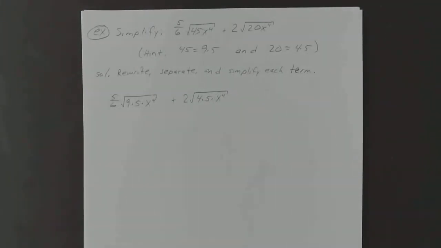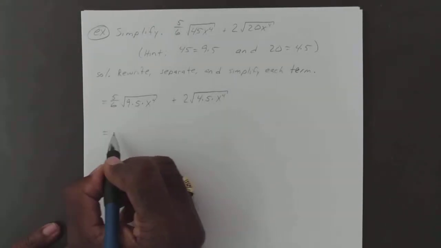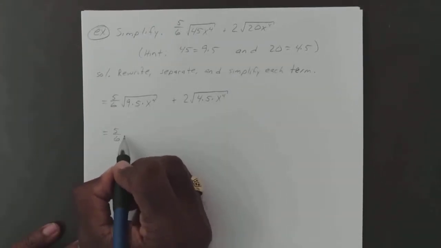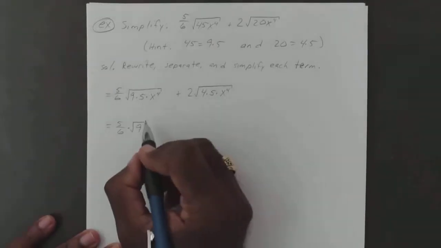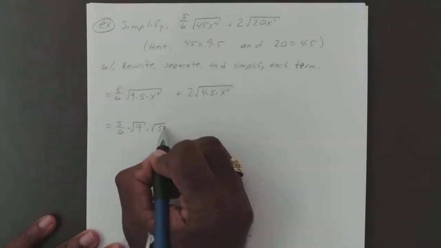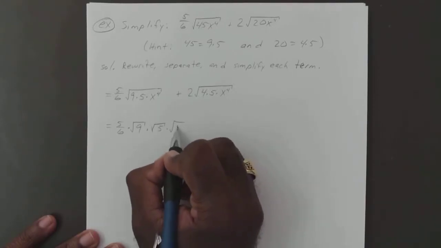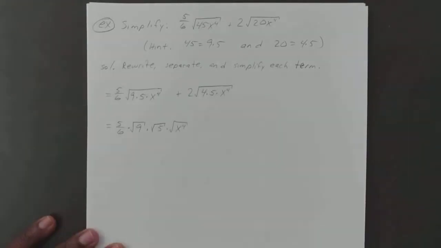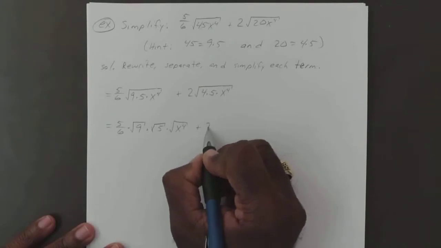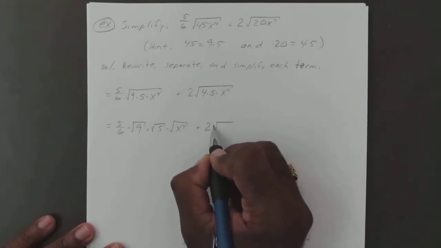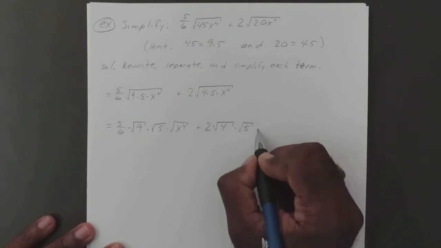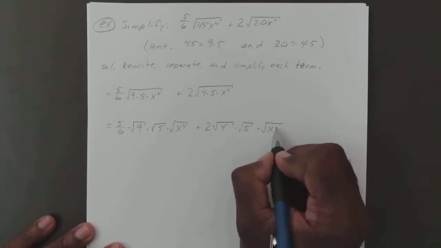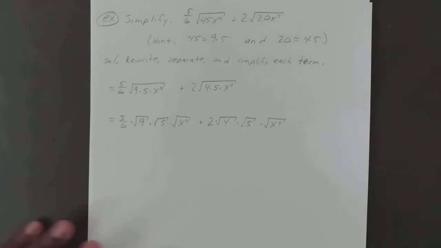Okay, so we rewrote them. Now we separate. So 5 over 6 times square root of 9 times square root of 5 times square root of x to the 4th. Plus 2 times square root of 4 times square root of 5 times the square root of x to the 4th.